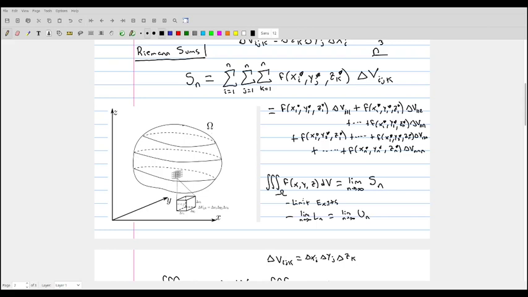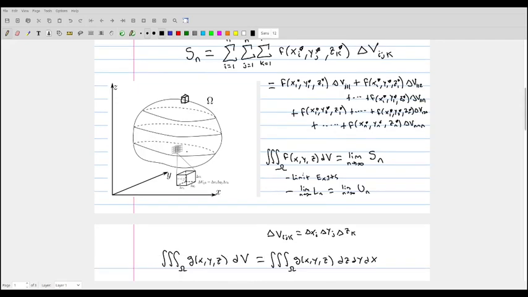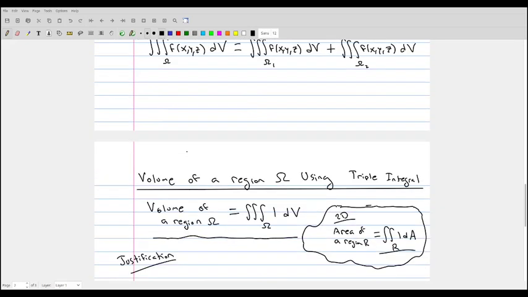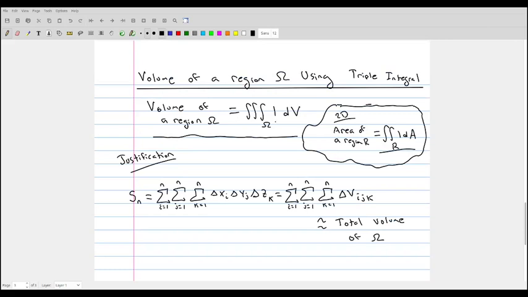On the boundaries, you're going to have some rectangular prisms that overlap. So when you add up the volume of all of these rectangles, you'll get an error. It's not the exact value of the volume, but as these rectangles get smaller and smaller, in the limit, you're getting closer and closer to the exact volume. So this is a nice justification of why the triple integral of the function 1 is exactly equal to the volume of that region.